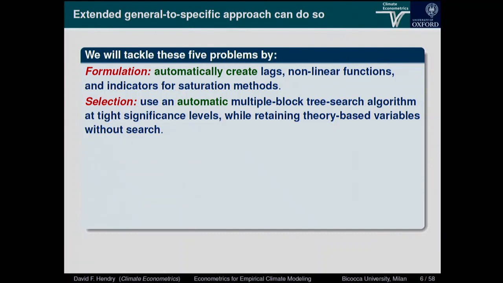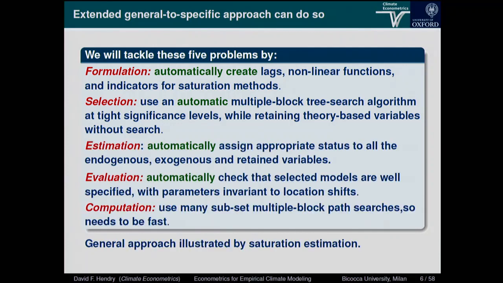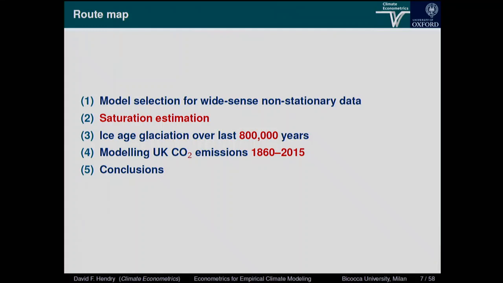Now, when I explain a lot about the saturation methods, I'm going to use a thing called split half. We look at what happens if you put in half the indicators, select, then drop, and then the other half. But the selection method that's actually used in practice is much more general than that. You've got to automatically assign the status of variables, and once you've got your model, we automatically check that it's well specified, and the multipath block searches, the current version of Autometrics, is extremely fast. So that's how we deal with non-stationary data, handle all these problems practically simultaneously.